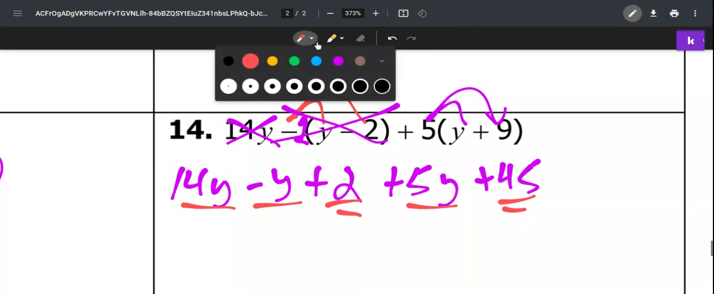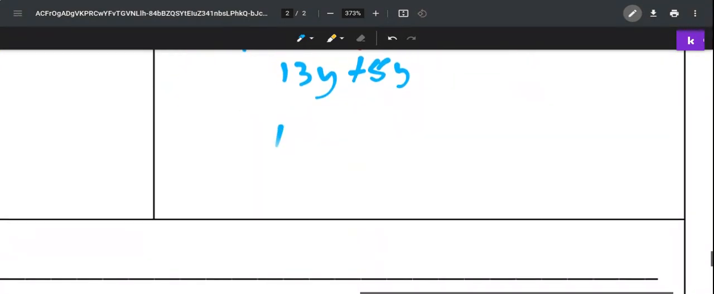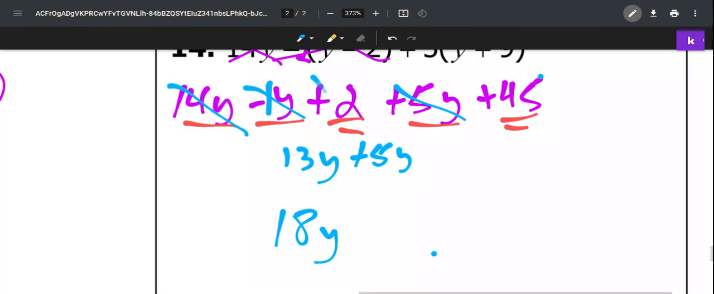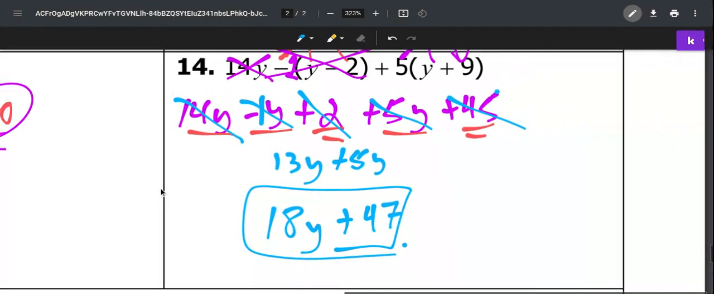All right, so now 14y minus, once again, there's always a 1 here, minus 1y is just 13y. But we still have one more over here, so we have to add that, so plus 5y, then mark that out, and that would give us 18y. All right, so then the only thing we have left is plus 2 and plus 45, so that gives me positive 47.